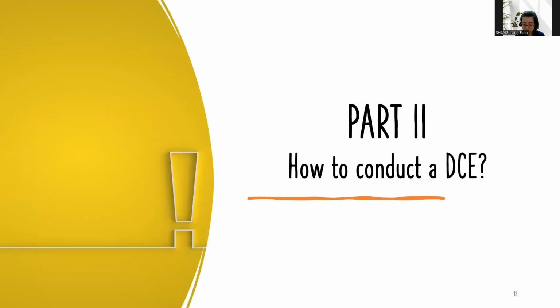So these are the key concepts about a discrete choice experiment, and we will talk more about the key steps involved in a discrete choice experiment in part 2.